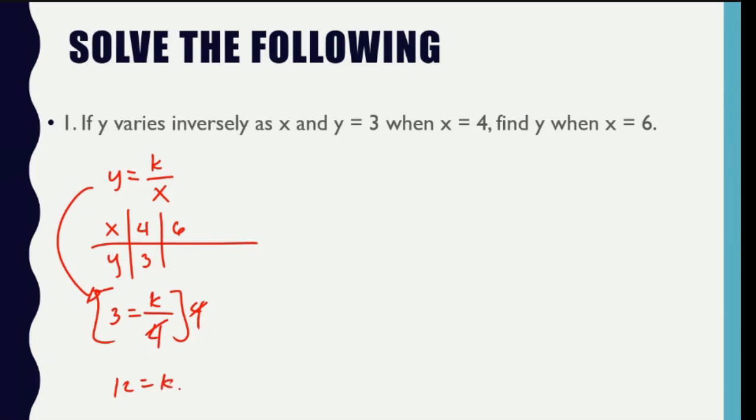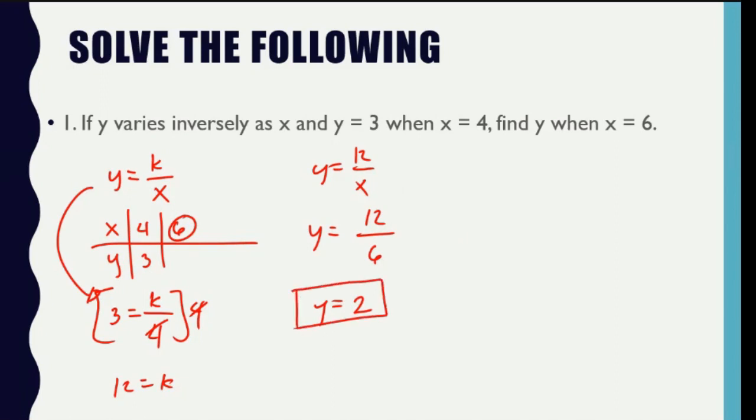Okay, so now I will substitute the value of k to our tentative equation. y is equal to 12 over x, and that is already the equation of variation. Okay, so y is equal to 12 over x. We will now solve for y when x is 6. So I will substitute 6 to x, so that will be 12 over 6. y is equal to 2. Therefore, that is our final answer. When x is 6, y is 2.